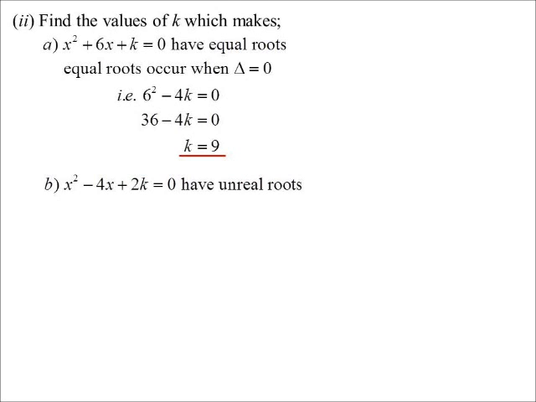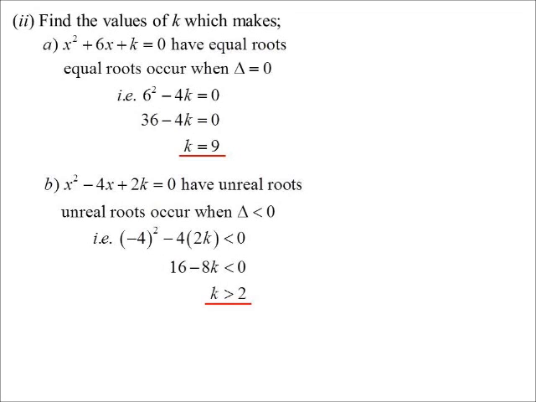All right. What about if these roots are unreal? Another way of saying not real. All right, in that case, we want to find when is the discriminant less than 0. So we've got an inequality to solve. b squared minus 4ac, there we go, minus 4 squared minus 4 times 2k. And we end up with k is greater than 2. So as long as k is greater than 2, our roots will be imaginary or unreal or not real, or however we want to express it.